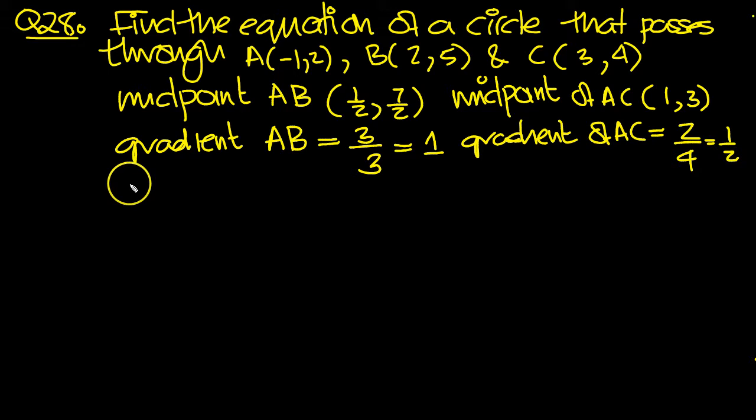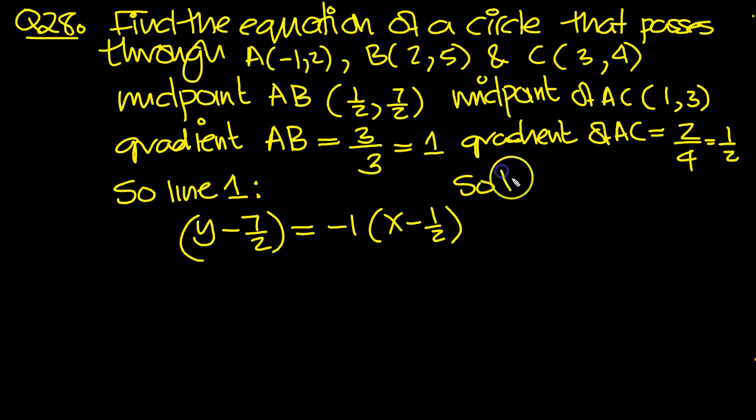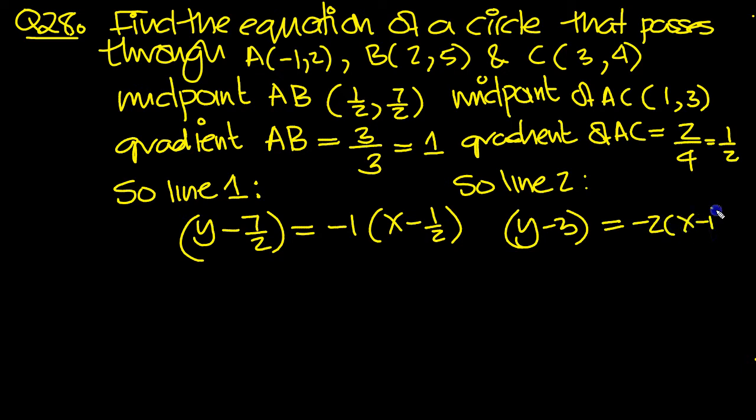So L1 then, the first line. This would be a line that goes through the midpoint of AB, and it's perpendicular to AB. So it's y minus 7 over 2 is equal to the gradient, this is 1, so the gradient here is minus 1, x minus a half. So there's the straight line through the middle, the bisector perpendicular to the chord. And as far as the other line is concerned, line 2, what have we got then? We've got y minus 3 equals the gradient, which would be minus 2, x minus 1.